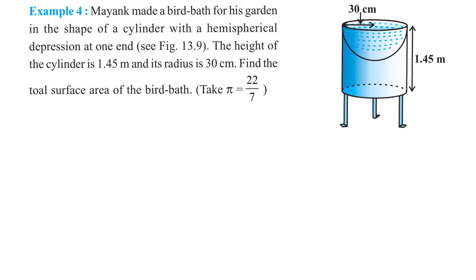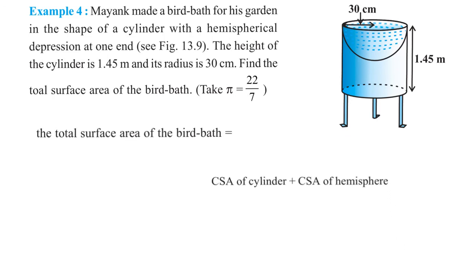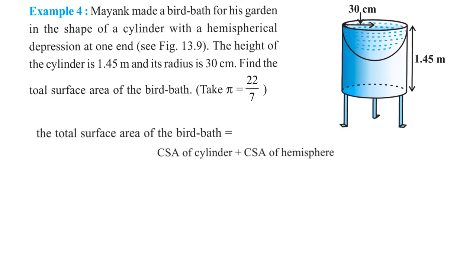So let h be the height of the cylinder and r the common radius of the cylinder and the hemisphere. So then what do we get? If we have to find the total surface area of the bird bath, that is going to be equal to the surface area of the cylinder plus the curved surface area of the hemisphere. We already know the formula for the curved surface area of the cylinder, which is 2 pi r h. And what is the curved surface area of a hemisphere? 2 pi r squared. So we can just plug in the formulas. We know the radius, which is 30 centimeters, and we also know the height.